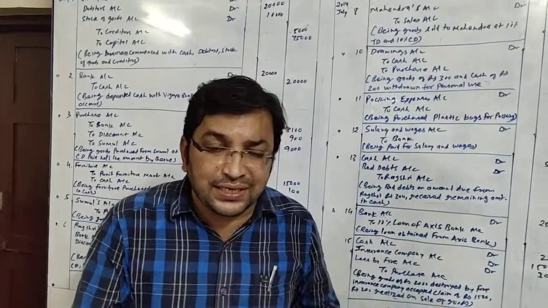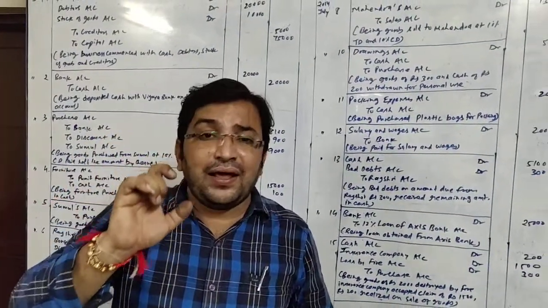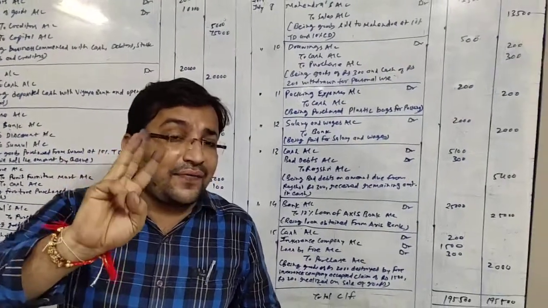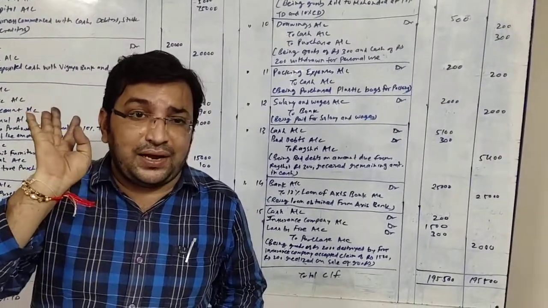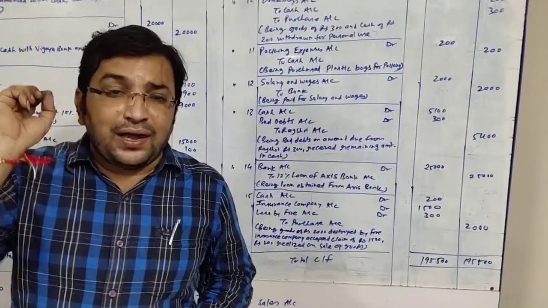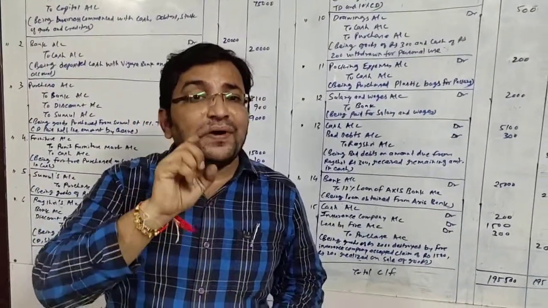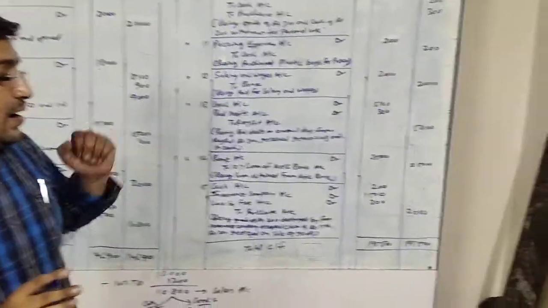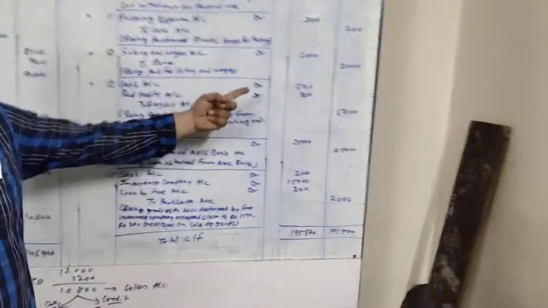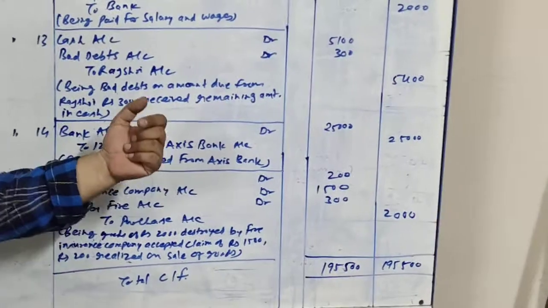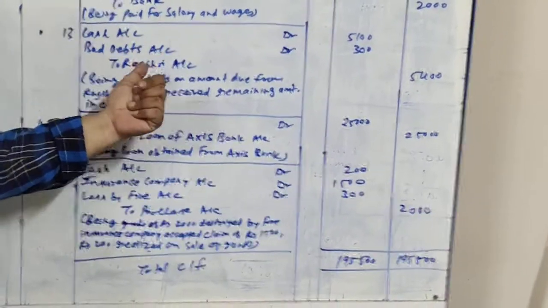Now this transaction says that she had paid remaining amount in cash after bad debts of rupees 300. So there is a bad debt of 300. Total receivable amount was 5400. That means 5100 we have received from her. Here the entry is cash account debit 5100 because it is clearly mentioned that remaining amount is received in cash.